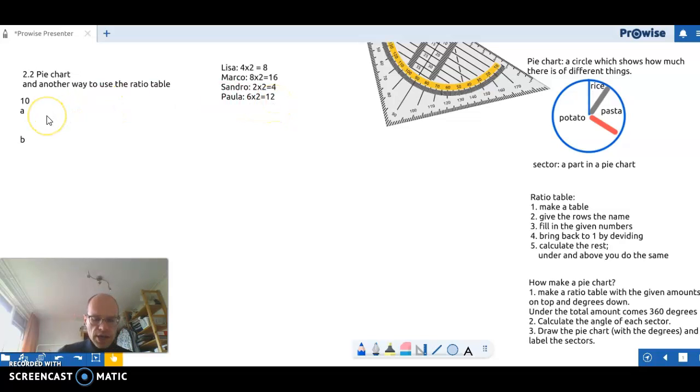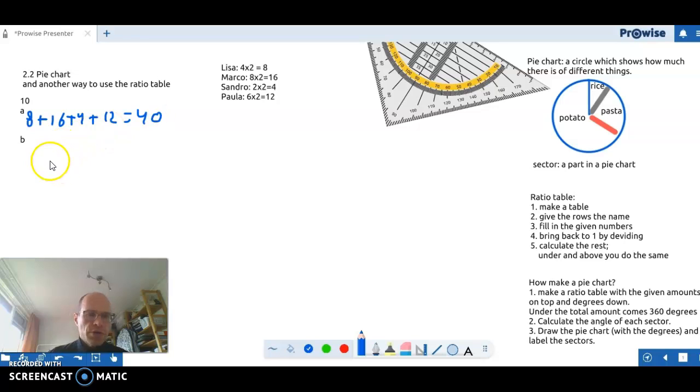In 14a, you first need to show that they together sold 40 sets. Well, very simple. Then we simply need to add. You always need to write down the calculation. So we have 8 plus 16 plus 4 plus 12. And if you don't know, just simply use your calculator and then you should get to 40. And if you take a look at this, 16 plus 4 is 20, and 8 plus 12 is 20 as well, and 20 and 20 is 40. Yes, so this is how we do it.